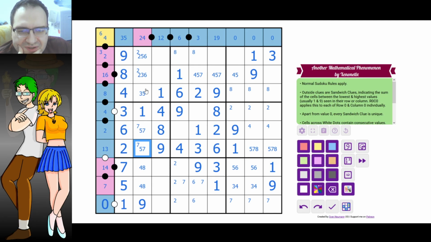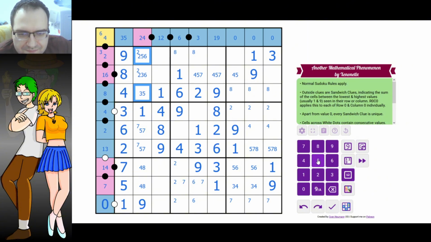4, 8. Okay, we have 5, 7, so this is not a 5. Okay, this is a 3. Which means this is a 2, 6 pair. Two, 6, 5, 7, 4, 8. Okay, I got this one now.